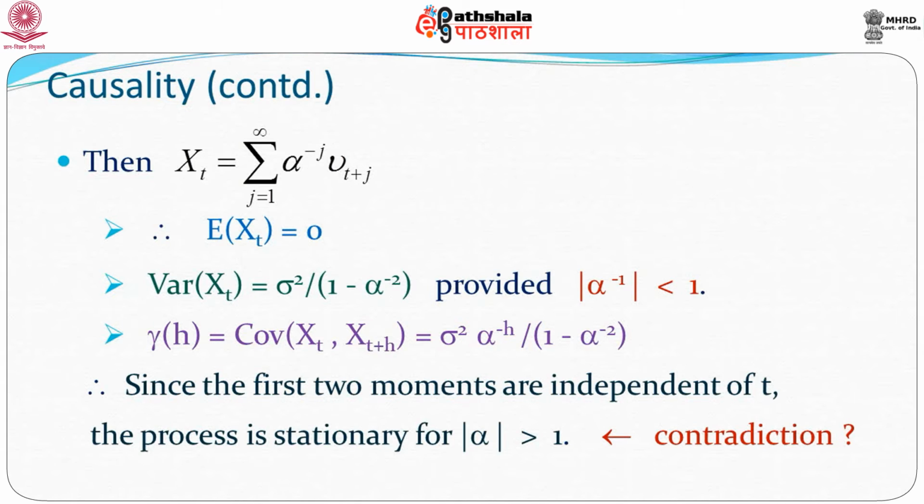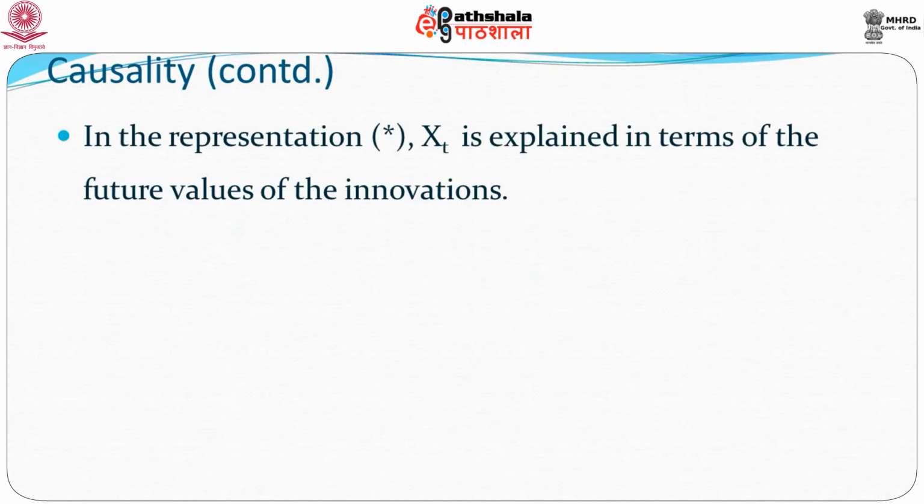And if you look at the innovations and if you look at the conditions, then as before, since now we have alpha greater than 1, which really means 1 minus 1 by alpha is less than 1, we can have a convergence, and therefore the variance would go to sigma square into 1 minus alpha to the power minus 2, which is independent of t, and similarly gamma h would be independent of t. In the present representation star, xt is explained in terms of the future values of the innovations.